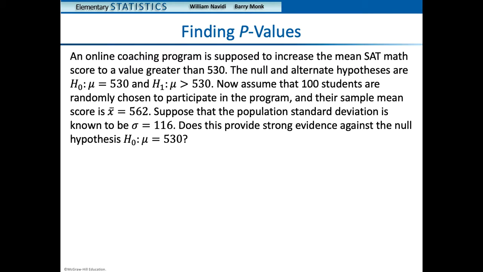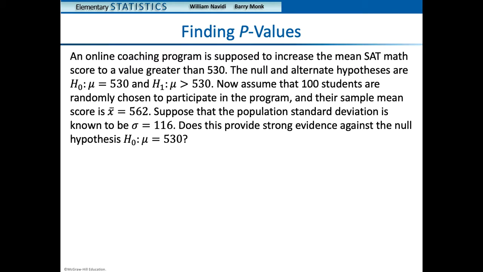So initially we might say, okay, it looks like the evidence supports the alternate hypothesis, because the sample mean that we obtained is greater than 530. But remember, that is a sample mean. It's not a population mean. And when we looked at the central limit theorem back in chapter 7, we learned that the sample mean is a random variable. So if we collected another simple random sample of students and did the same thing, we might get a sample mean that's different from 562.